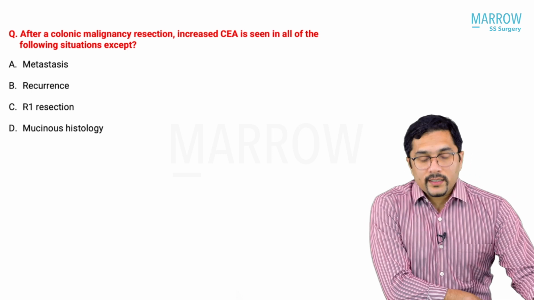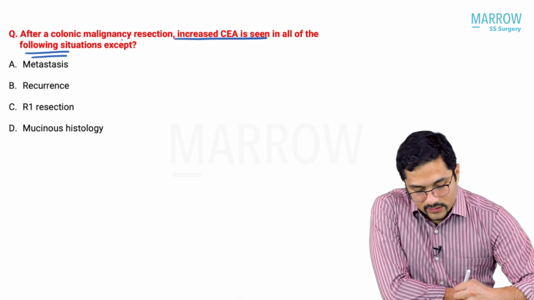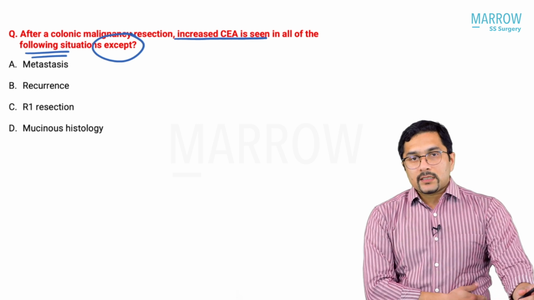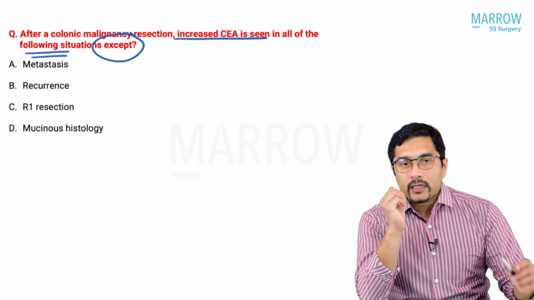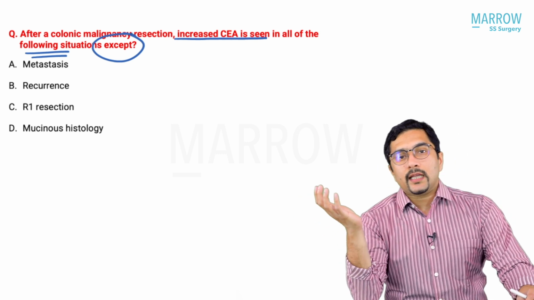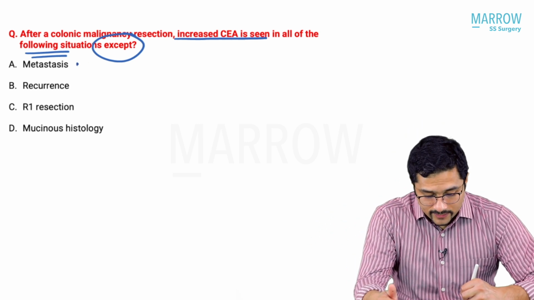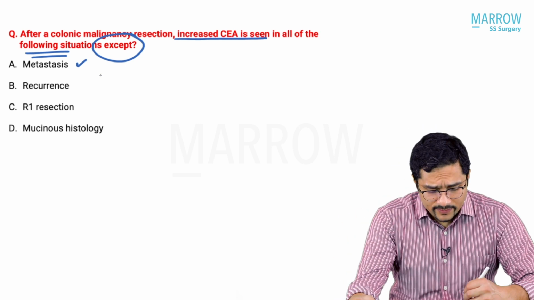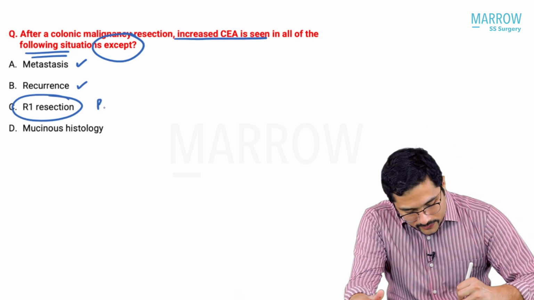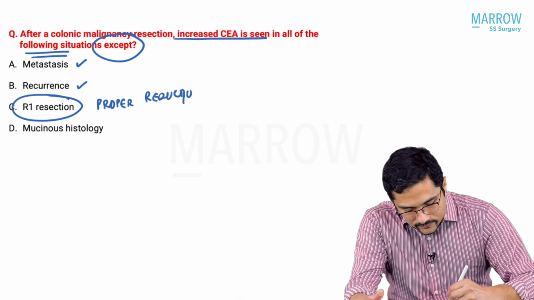After colonic malignancy resection, increased CEA is seen in which of the following situations? In all of the following situations except. So, we know that carcinoembryonic antigen is a tumor marker for CA colon, and we do the CEA before surgery and then we monitor the CEA values in the follow up period. If CEA is increasing, it can indicate metastasis or recurrence, or if there is R1 resection, proper dip will not occur, proper reduction will not occur.